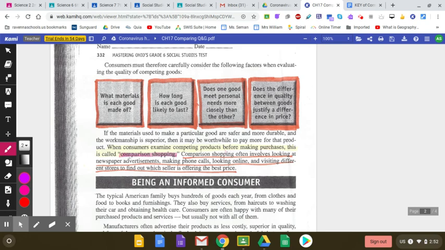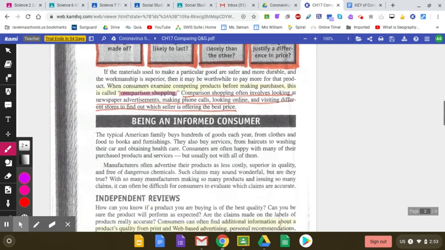Now, here again is a definition and a term. Comparison shopping is your term, and the definition is consumers examine competing products before making purchases. Comparison shopping often involves looking at newspaper advertisements, making phone calls, looking online, and visiting different stores to find out which sellers are offering the best price.